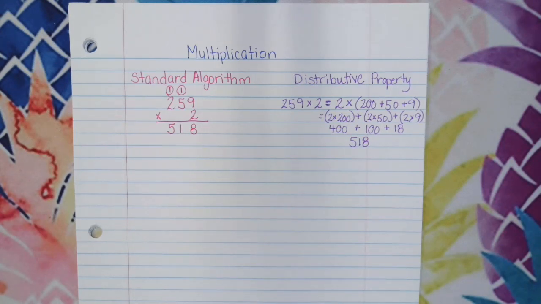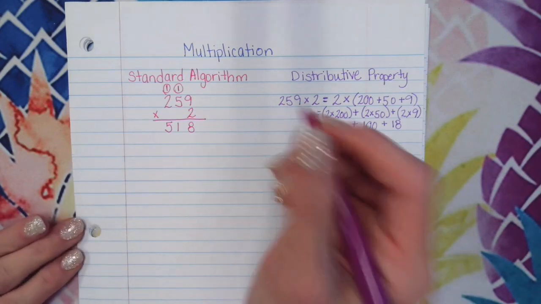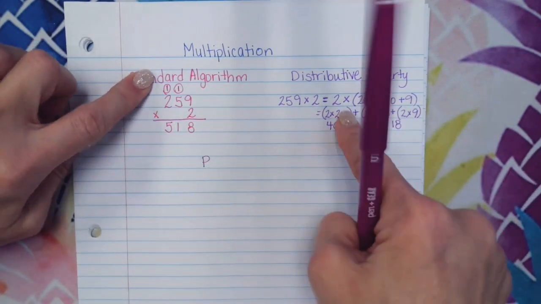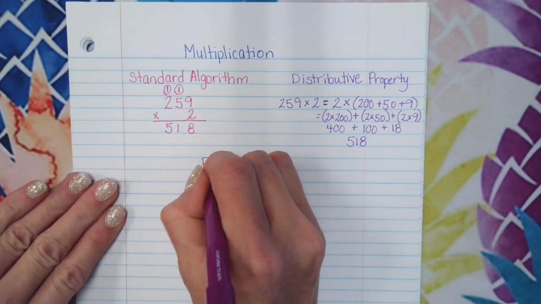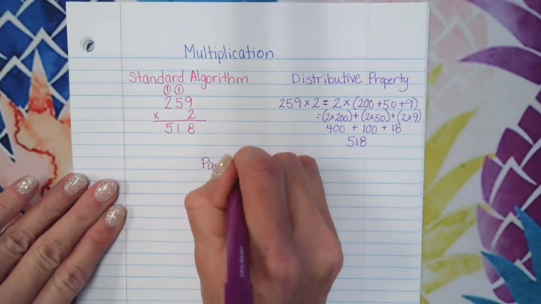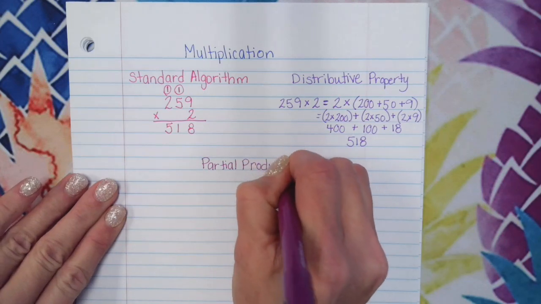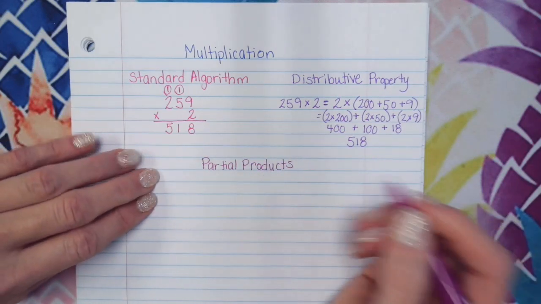All right, and then my last strategy that we can use is partial products. And this is the one that is kind of a blend between these two. This one's a little confusing, to be honest. That's okay. You know, everybody tends to have their favorites.